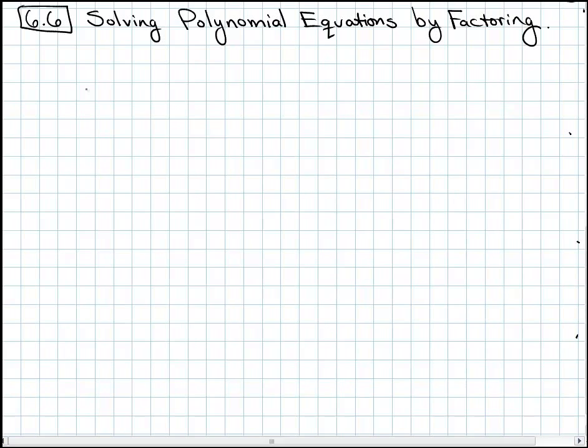Alright, we're going to start 6.6, solving polynomial equations by factoring. So the first thing we need to know about this section is the zero product property. The zero product property.